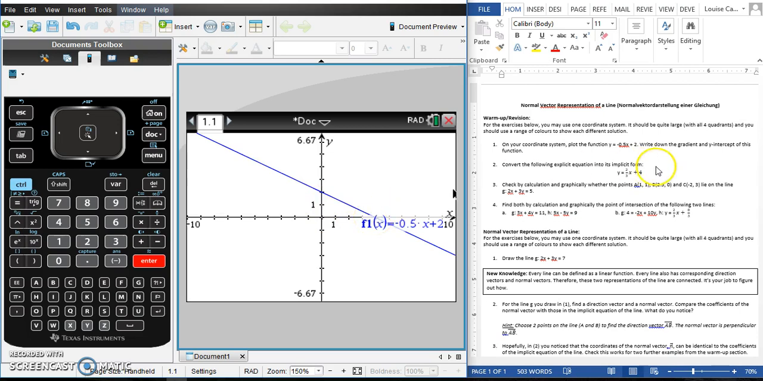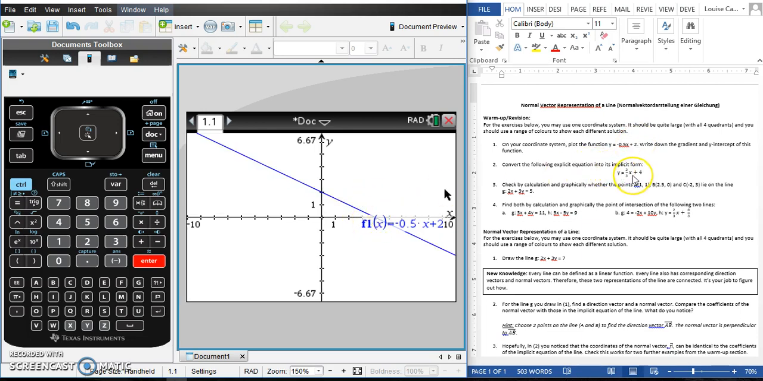would give me a half to be the gradient. And the y-intercept is where the function crosses the y-axis, and we can see quite clearly here it crosses the y-axis at y equals 2, which you should also have been able to predict from this 2 at the end here. So that was a little bit of revision.